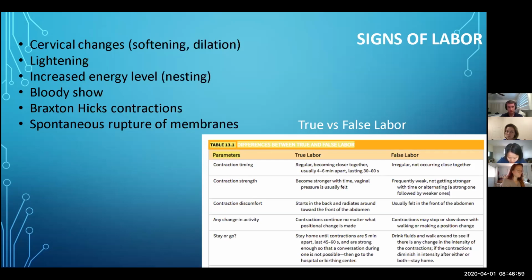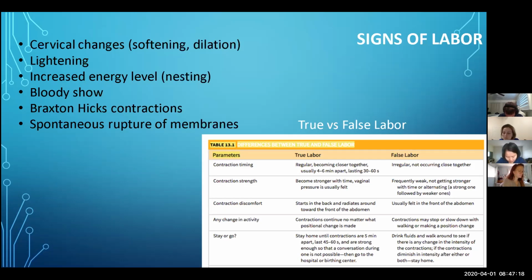So a tip to help you remember this is think of it as lightening the load. They have this enormous pressure, and then all of a sudden they have this lightening that occurs, and it's that moving down into the pelvis, and it takes all that pressure off the lungs, makes it a little bit easier to breathe.